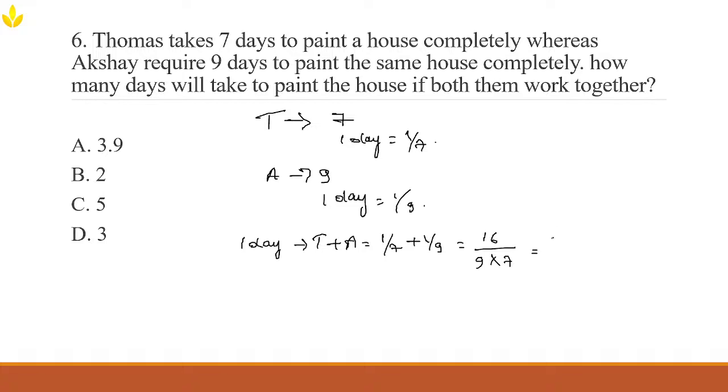So 16 divided by 9 into 7, which is 63. So 16 by 63 part of the work is completed. That means the number of days required is 63 divided by 16. So 63 divided by 16 approximately gives you the value of 4. That is, 64 divided by 16 is 4, so it is nearly 3.9. So option A is the correct option.